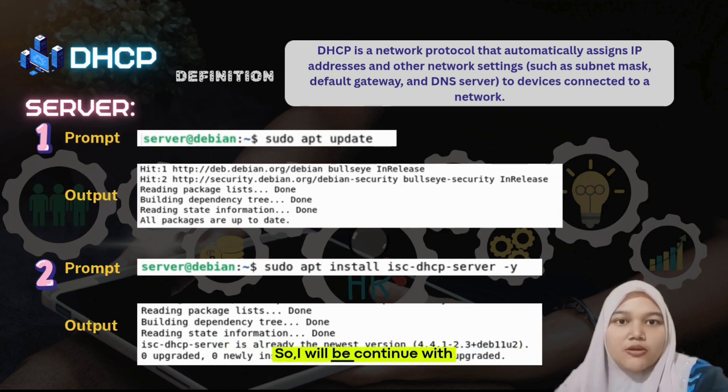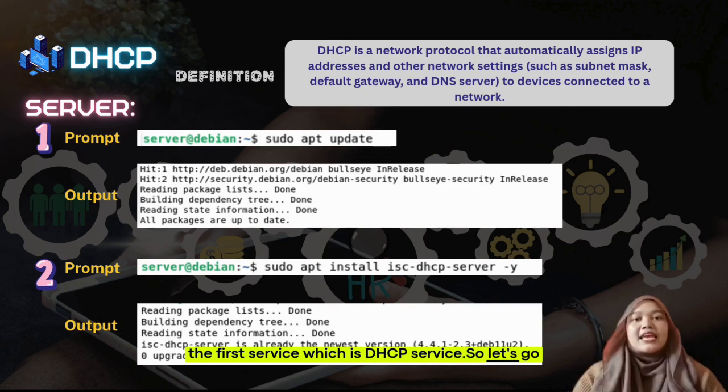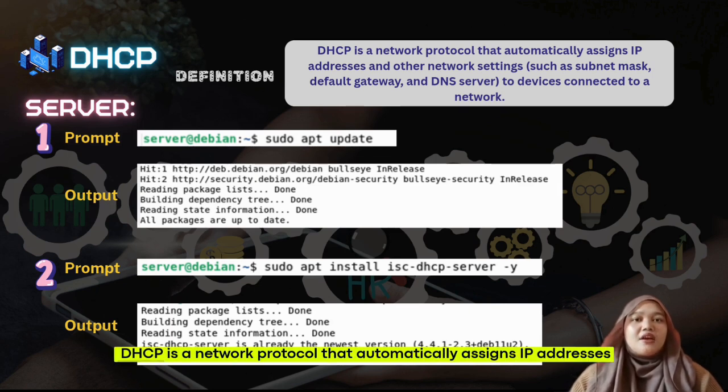So I will continue with the first service, which is the DHCP service. DHCP stands for Dynamic Host Configuration Protocol. DHCP is a network protocol that automatically assigns IP addresses and other network settings such as subnet mask, default gateway, and DNS server to devices connected to a network.